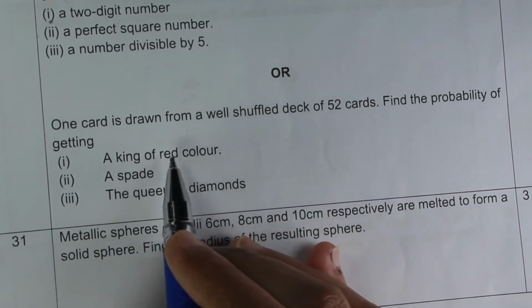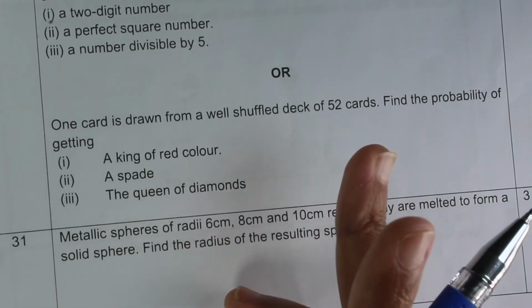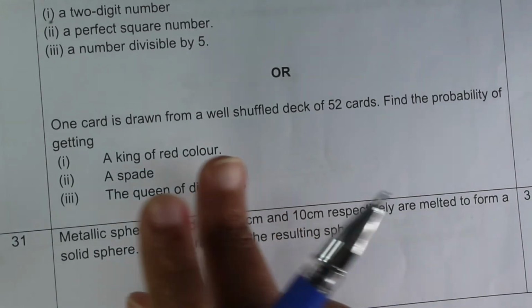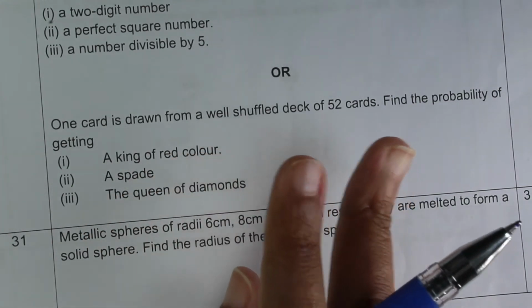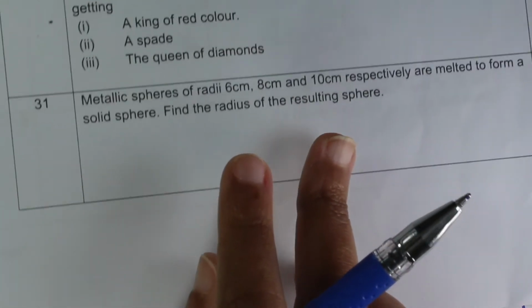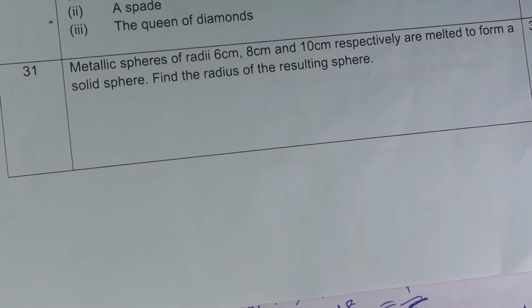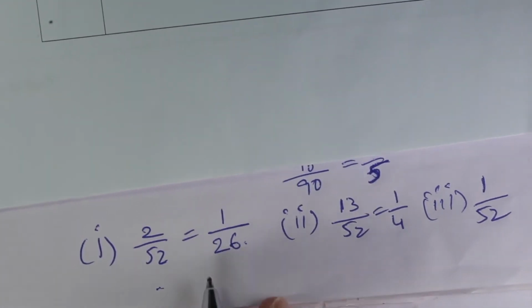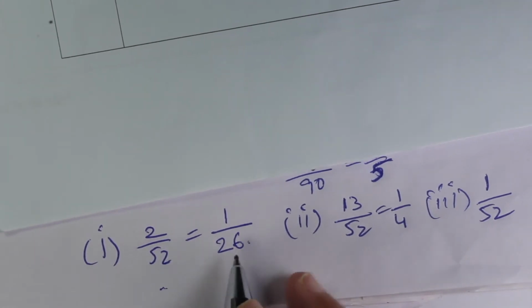So how many kings will be there of red color? There are two suits of red color, right? One is diamonds and another one is hearts. So there will be two kings of red color. So 2 out of the total cards, 52. 2 by 52, that is equal to 1 by 26.